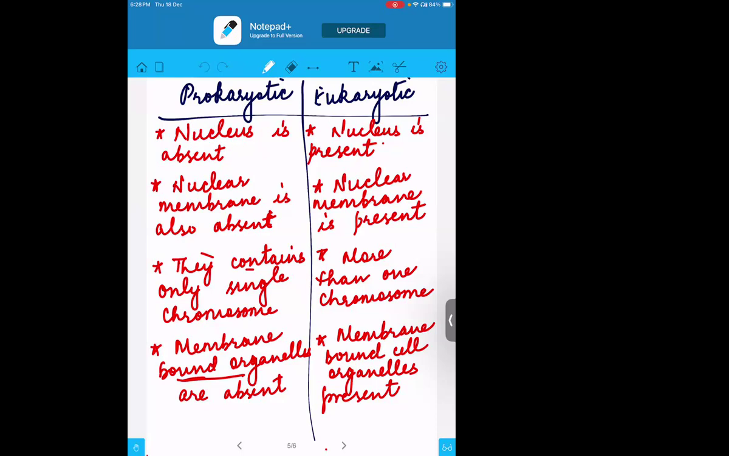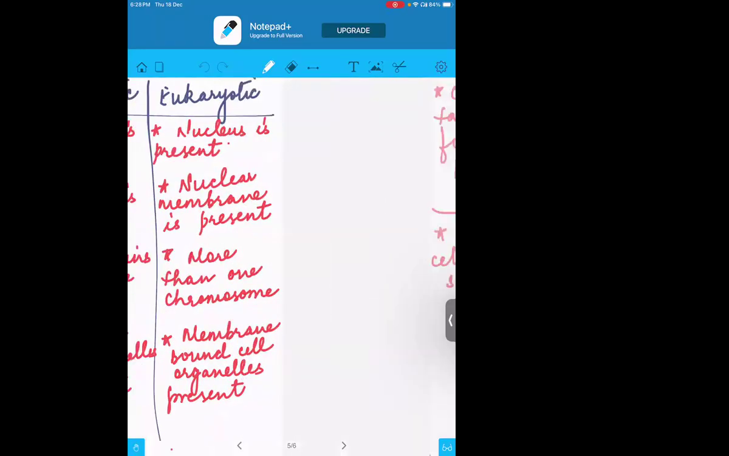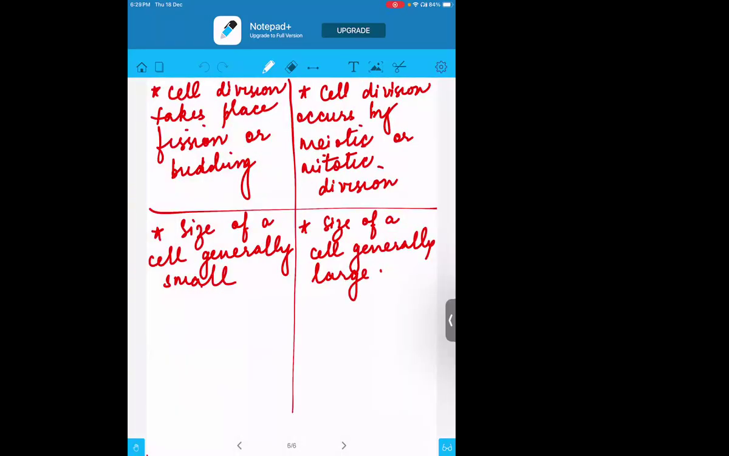Yes. Read this. Prokaryotic, you can read. So nucleus is absent. Nuclear membrane also absent. Very good. They contain only a single chromosome. Correct. Then membrane-bound organelles are absent. Then cell division takes place by fission or budding. Correct. Then the size of a cell is generally small.